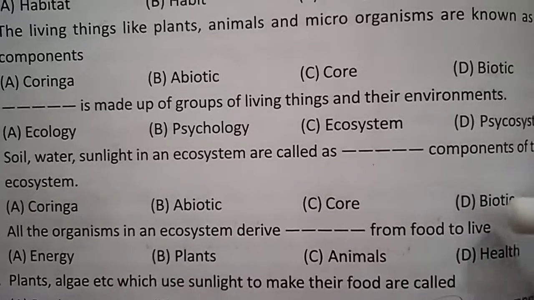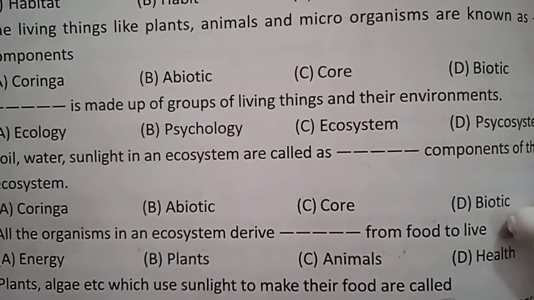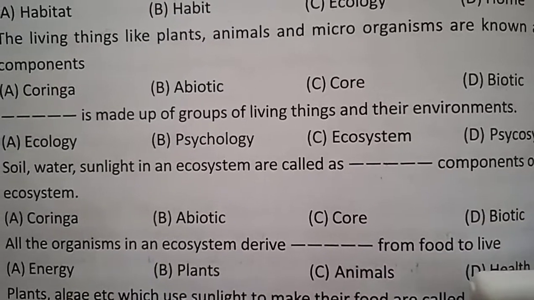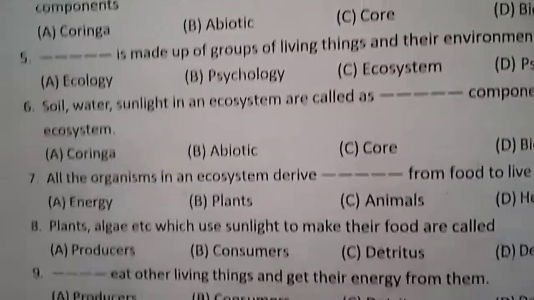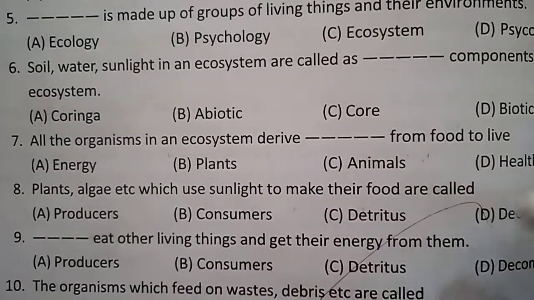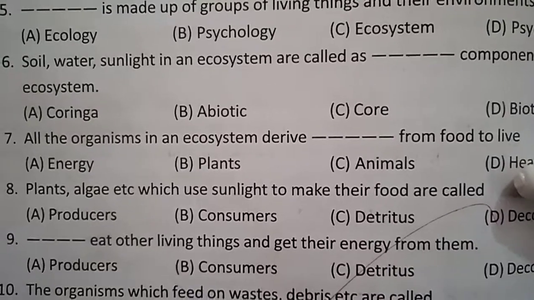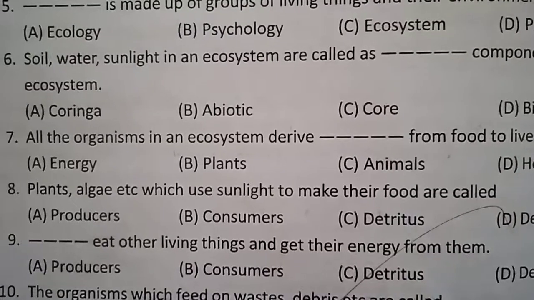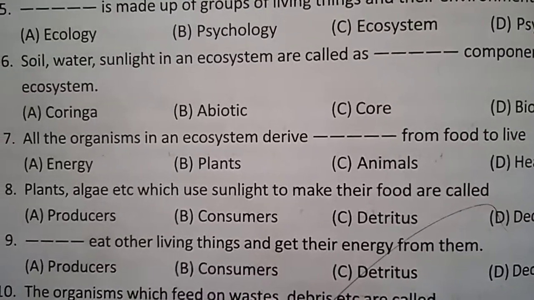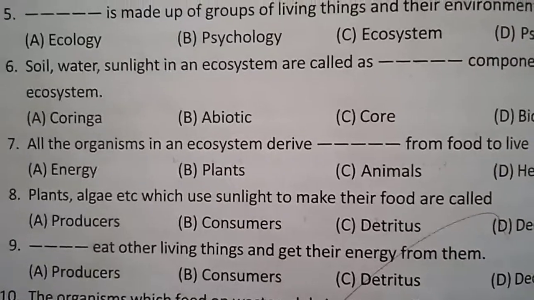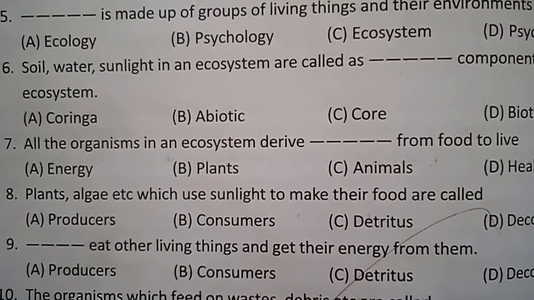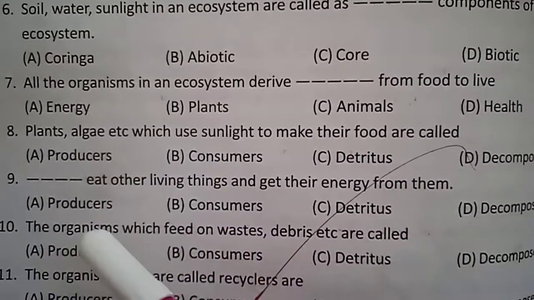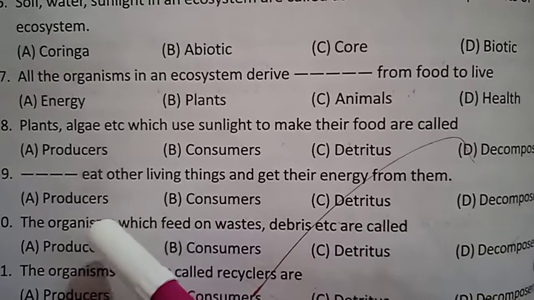All the organisms in an ecosystem derive dash from food to live. So we are deriving what from the food? Energy we are deriving from the food. Then only we can live. Plants, algae, etc. which use sunlight to make their food are called. So always producers. They can absorb sunlight. Then they can prepare the food material by the carbon dioxide and water by using of the pigments in there. So what is answer? Producers, autotrophs, because they are preparing their own food material.